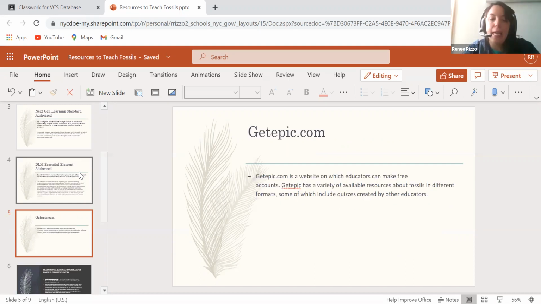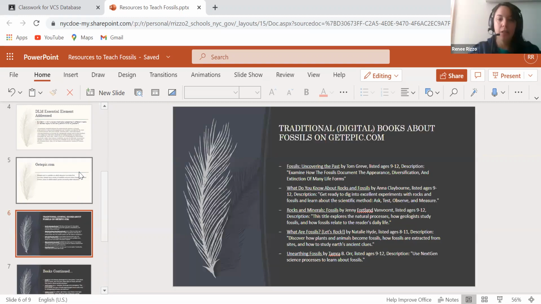GetEpic.com is a website on which educators can make free accounts. GetEpic has a variety of available resources about fossils in different formats, some of which include quizzes created by other educators. Traditional digital books about fossils on GetEpic.com.